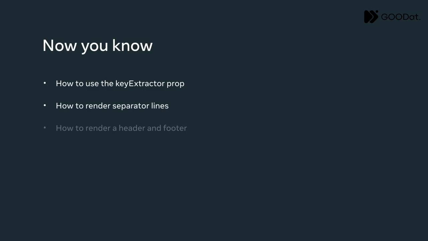In this video, you became familiar with how to use the keyExtractor prop to extract unique item IDs. You also learned how to render separator lines with the ItemSeparatorComponent prop, render a header with the ListHeaderComponent prop, and render a footer with the ListFooterComponent prop. This was all done inside of the FlatList component using built-in methods. Well done.